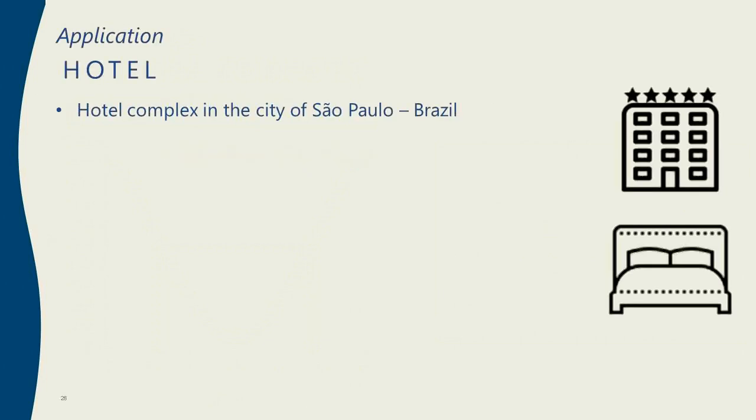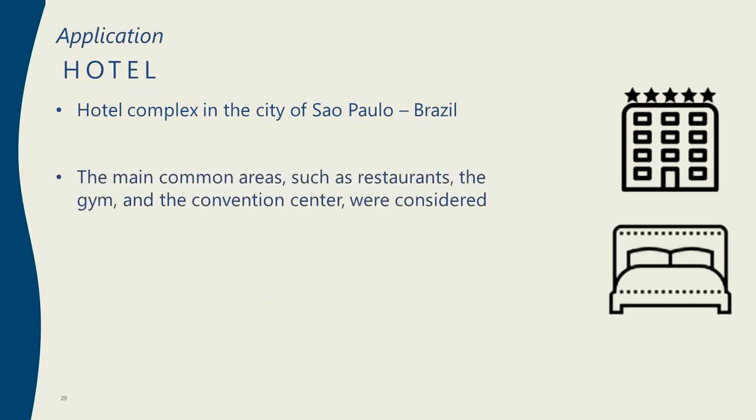A hotel complex in the city of Sao Paulo, Brazil was selected as a case study for DR strategies simulation and analysis. For this building, all the dependencies in which DR can be performed were analyzed as disaggregated loads, considering the operation hours and the number of people in each room, in order to maintain thermal comfort norms. The main common areas, such as restaurants, the gym, and the convention center, were considered.